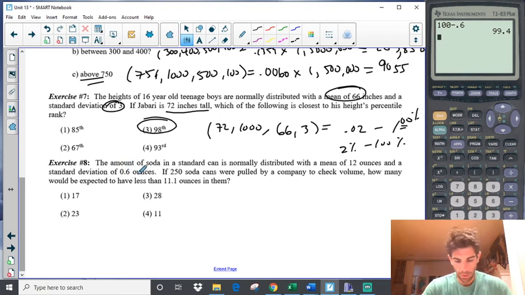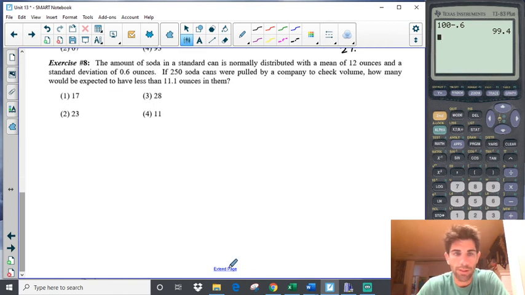Last one here, okay? The amount of soda pop in a standard can is normally distributed with a mean of 12 ounces and a standard deviation of 0.6. If 250 soda cans were pulled by a company to check the volume, how many would you expect to have less than 11.1 ounces in them? Okay, so same kind of game here. So you're going to find your distribution. You're going to multiply that number by 250, and then you are going to get how many of those cans had less than 11.1.